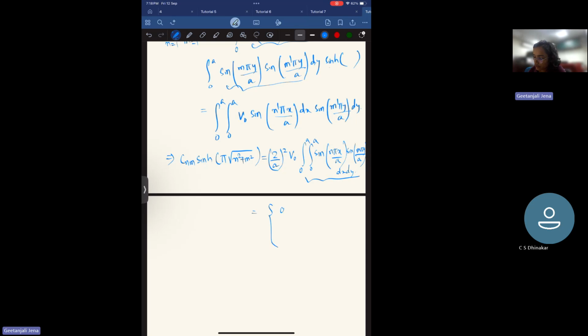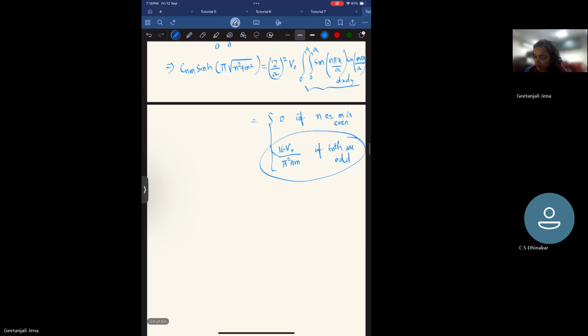This will give 0 if either n or m is even. This we have to remember to save time. And this will give 16V0/(π²nm) if both are odd. So only odd values will give a non-zero potential.